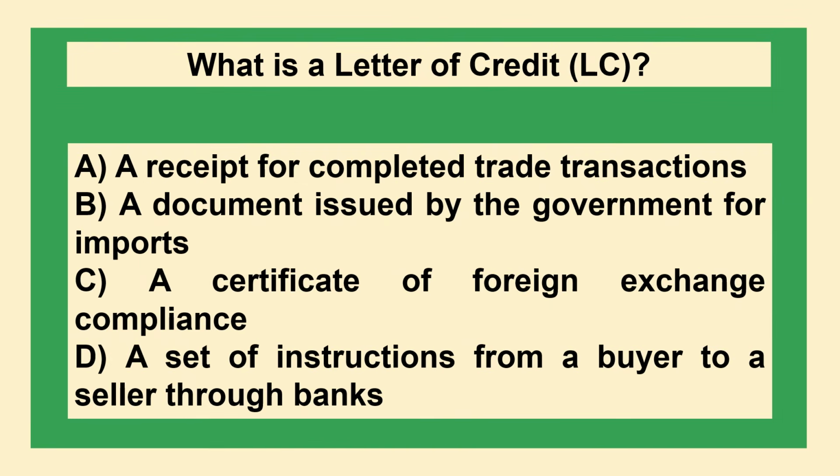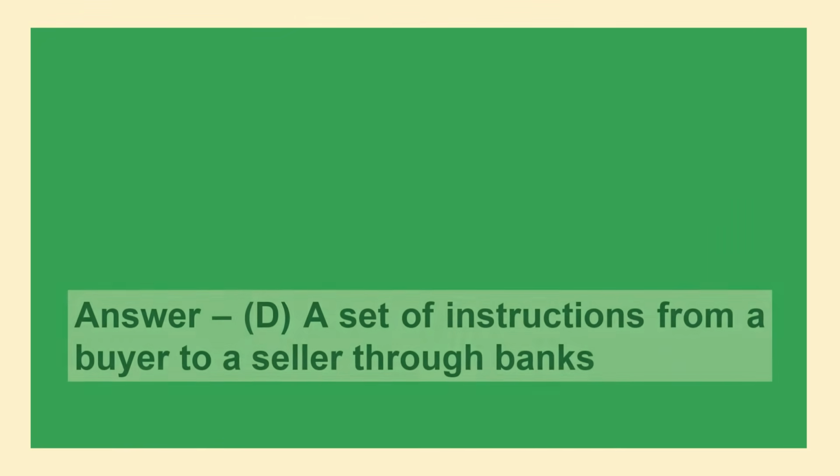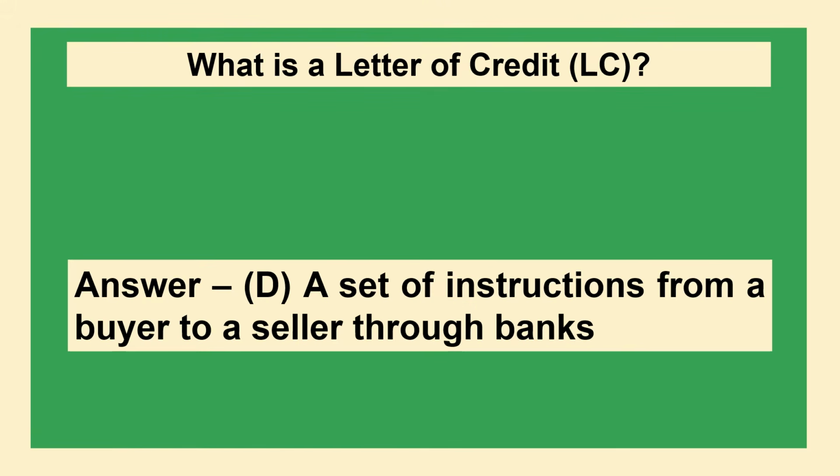Question, what is a letter of credit, LC? Option A, a receipt for completed trade transactions. Option B, a document issued by the government for imports. Option C, a certificate of foreign exchange compliance. Option D, a set of instructions from a buyer to a seller through banks. Answer, option D, a set of instructions from a buyer to a seller through banks.